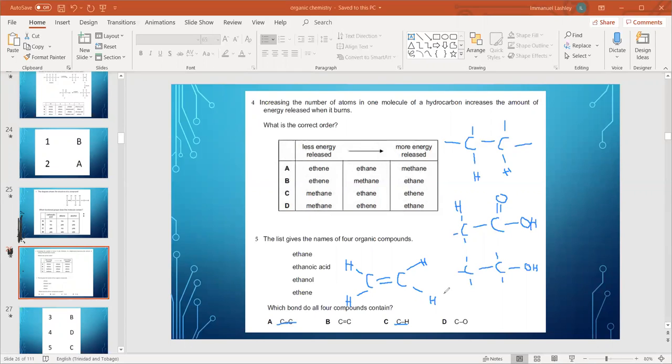All right, so the bond that they all have in common is the carbon-hydrogen bond, which is this bond here. They all have that bond in common. The carbon-hydrogen bond is common amongst them all, which makes C the answer.